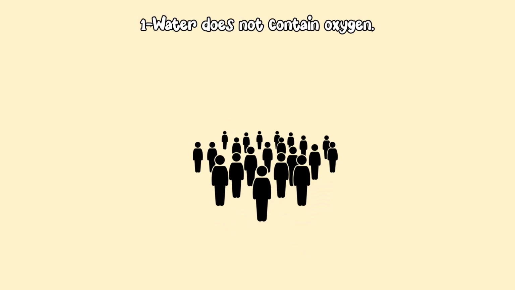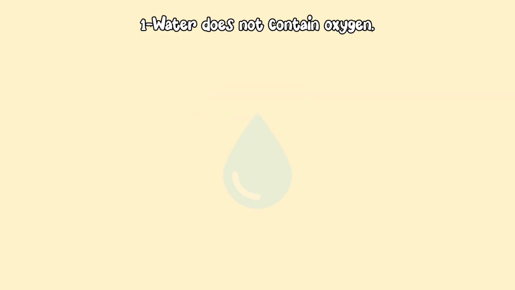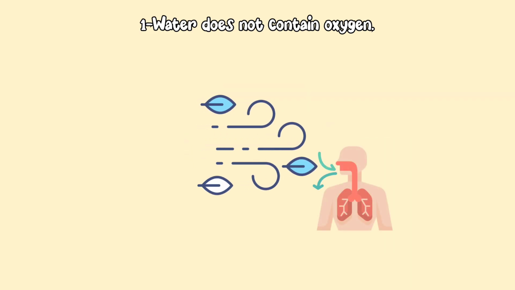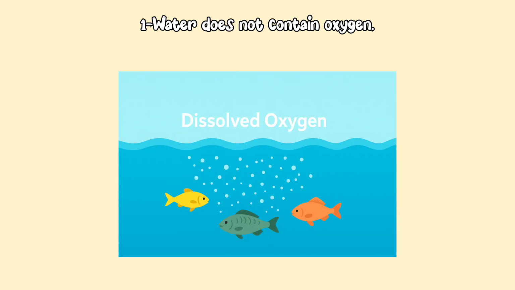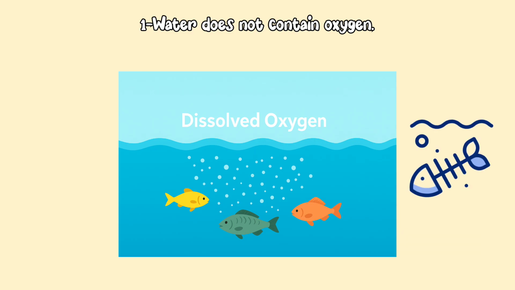Many people think that water has no oxygen at all, but that's completely wrong. Water actually does contain oxygen, but not in the same way as the air we breathe. In water, oxygen exists as dissolved oxygen, tiny molecules of O2 mixed within the water. And if this dissolved oxygen didn't exist, no fish or aquatic creature could survive.